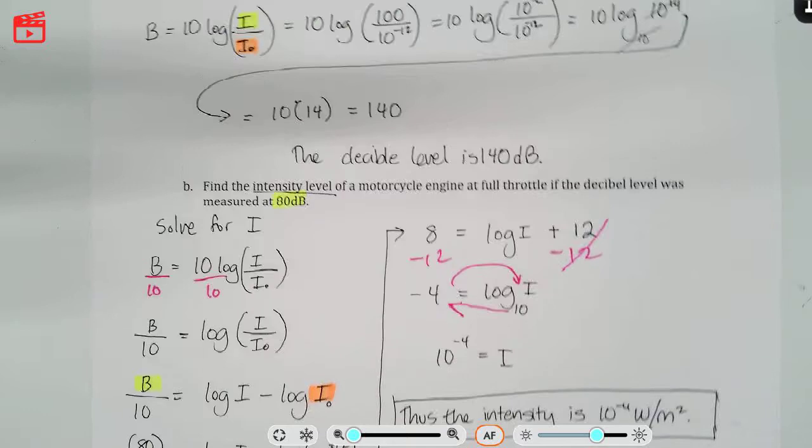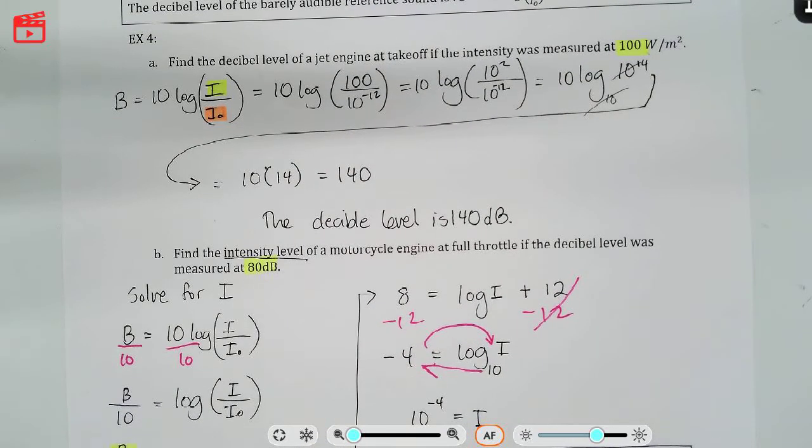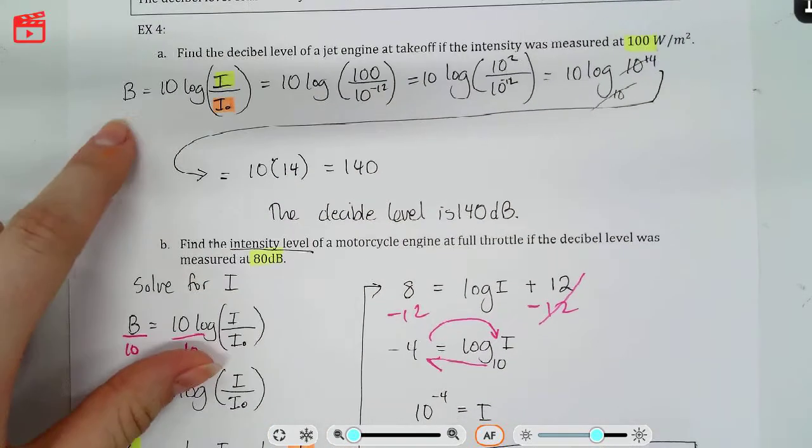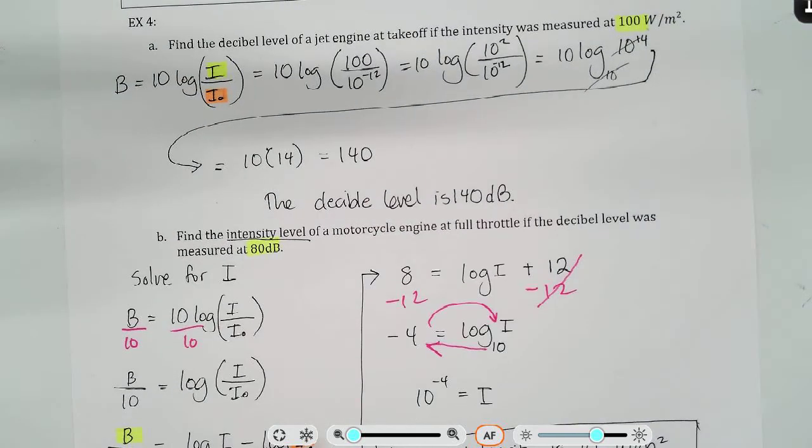All right, so just like on the other problems, normally you're given one of the values and you have to solve for either B or I. All right, and that is it for 4.7.